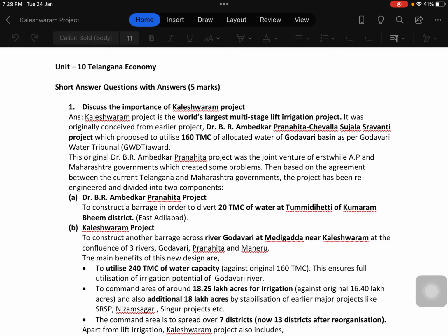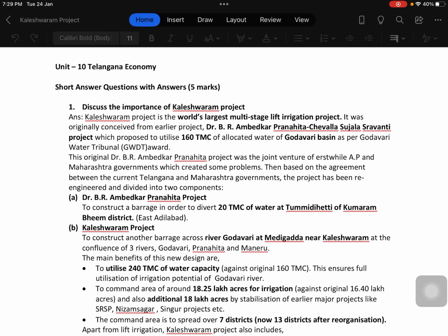Discuss the importance of Kaleshwaram project. The Kaleshwaram project is the world's largest multi-stage lift irrigation project. It was originally conceived from the earlier project, Dr. B.R. Ambedkar Pranahita Chevala Sujala Sravanti project by Mr. Y.S. Rajshekhar Reddy, which proposed to utilize 160 TMC of allocated water of the Godavari basin as per the Godavari Water Tribunal award.